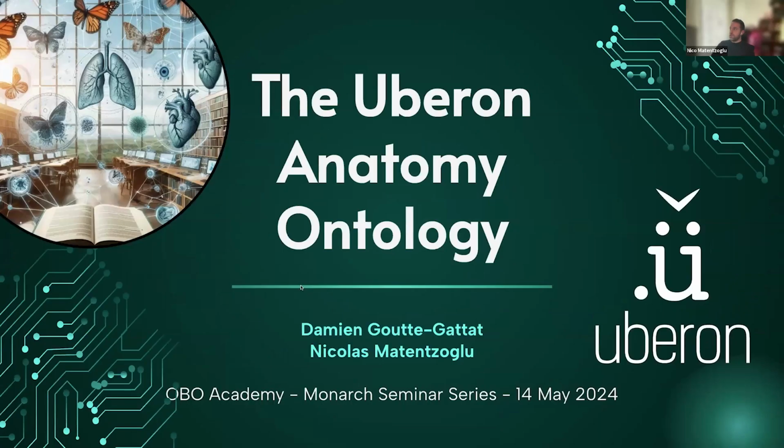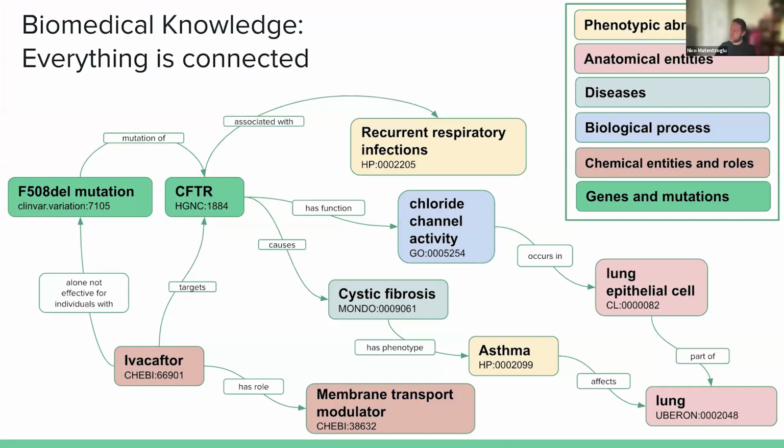All right, so now we are going to get started. We are going to talk about the Uberon anatomy ontology. Damien and I are going to lead the session. I'm going to give a very brief overview with a little bit of historical context. Damien is going to give you an overview of the content and scope of the ontology, and then we will walk through some of the plentiful use cases of Uberon, which should give you a sense of the impact that the ontology has had in the last year.